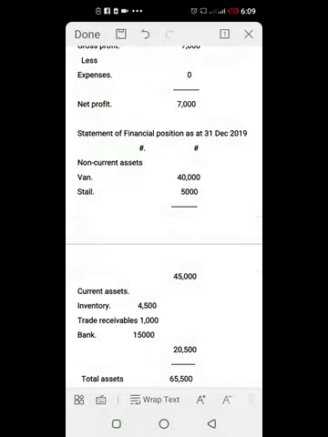Now, in the financial position, you have to state them the way I said in the last class. Your non-current assets come first.